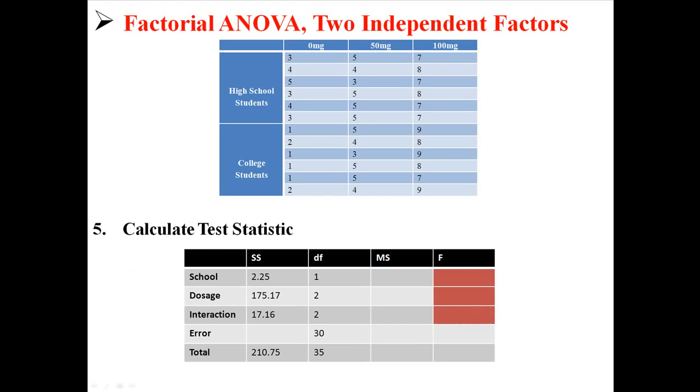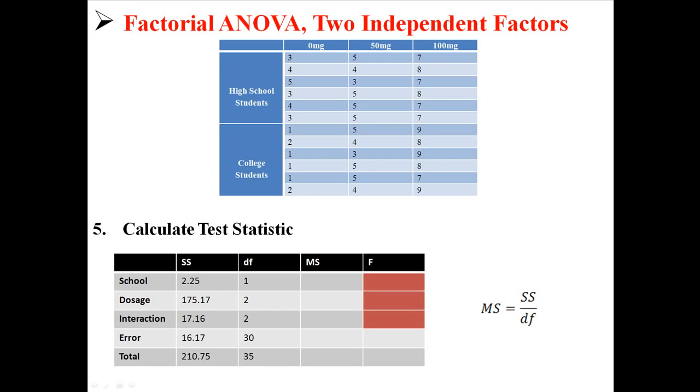So now we go back to our table, and we can put in all of those sums of squares. Now notice that we're still missing error. But lucky for us, that's easy to find. Remember that everything has to add up to total. So we can just subtract what we have from total and find sum of squares error. We can take 210.75 minus sum of squares school, minus sum of squares dosage, minus sum of squares interaction, and we find the sum of squares error, which is 16.17.